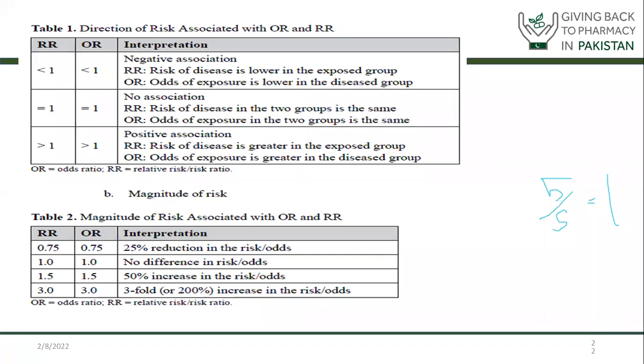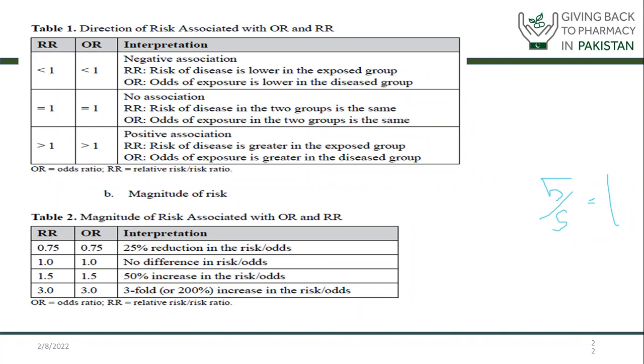If the RR or OR is less than 1, what does it tell? If it is 1, what does it tell? And if it is more than 1, what does it tell? If it is less than 1, it means the association is lower. It means the odds of getting myocardial infarction through smoking is less than in non-smokers. Smokers have a lesser chance of myocardial infarction than non-smokers if the value is less than 1.